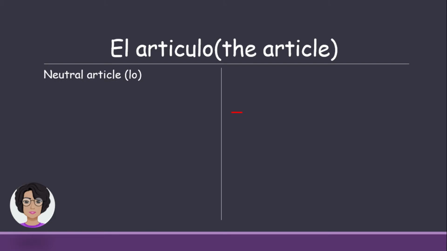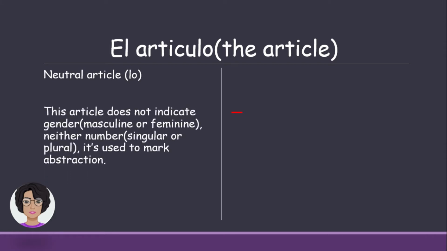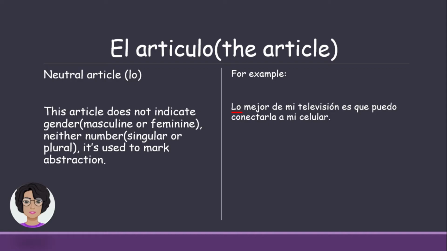Then we have a neutral article, lo. This article does not indicate gender, masculine or feminine, neither number, singular or plural. It is used to mark abstraction, okay? So, for example, if you want to say, the best thing of my TV is that I can connect it to my cell phone, you would use the article lo, and you would say it this way. Lo mejor de mi televisión es que puedo conectarla a mi celular.